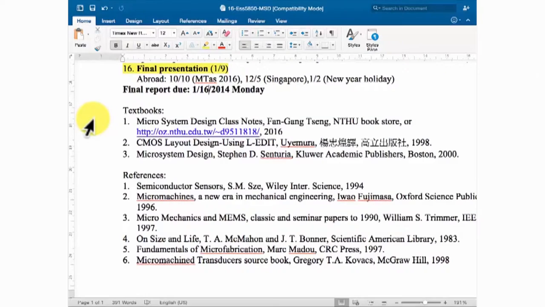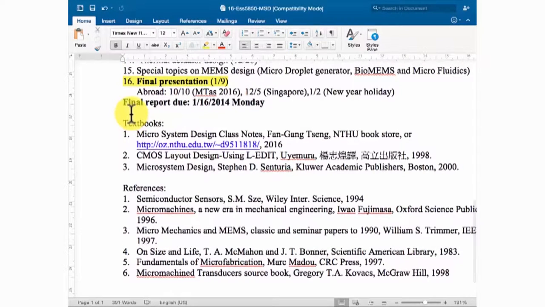The major contents of the materials we are going to teach are based on the Microsystem Design class notes. The class notes are divided into 9 different chapters. I have had a different evolution of this course over the past 10 years, and currently we are going to use the 2016 version. Try to download it from the website.